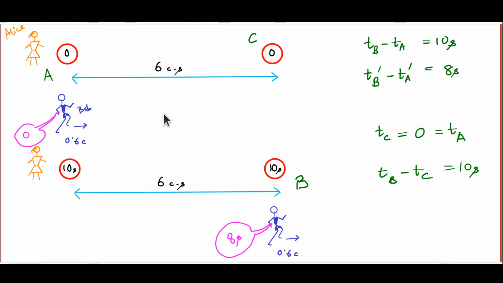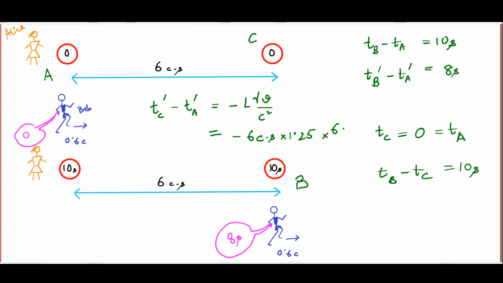Indeed, as we had learned just a few minutes ago, the two events A and C, which are simultaneous with respect to Alice, will not be simultaneous with respect to Bob. In fact, the time difference can be easily calculated by the formula that we had derived. The time difference as measured by Bob between these two events A and C is given by minus L gamma V by C square. So by putting in the values, L is 6 light seconds, that's 6C times 1 second. Gamma is 1.25 for this particular speed.